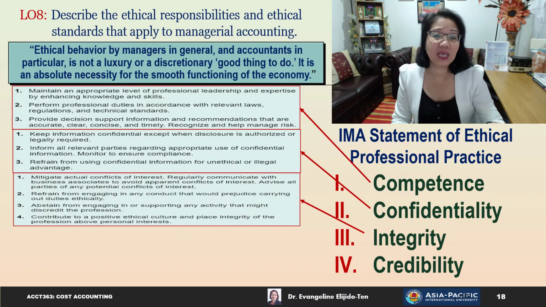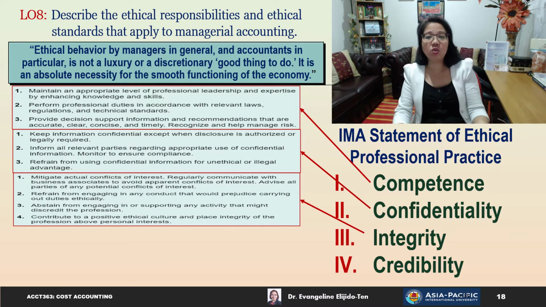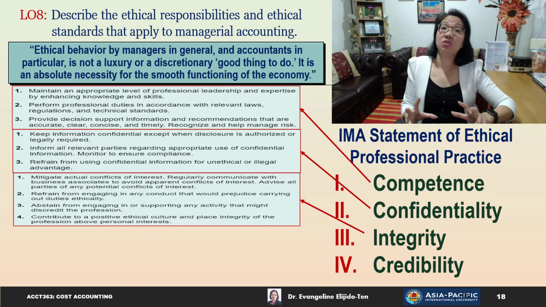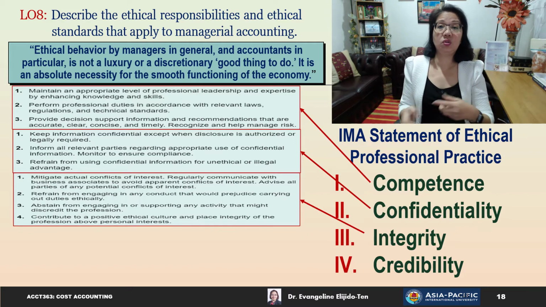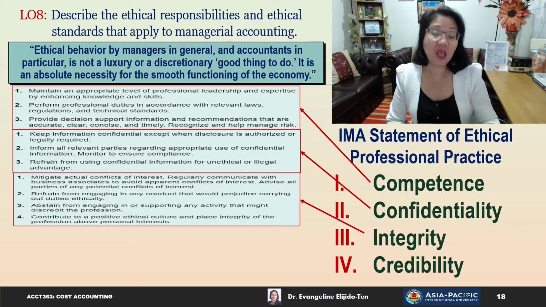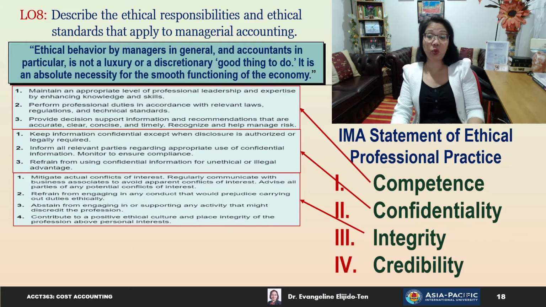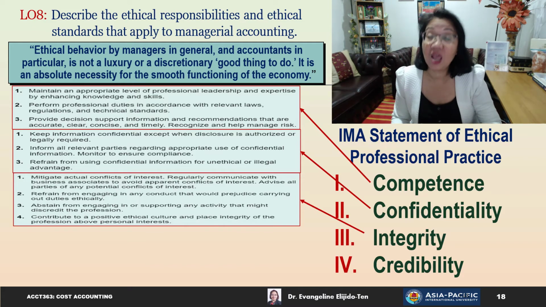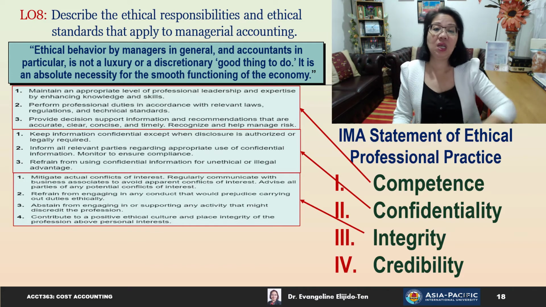All right. What about integrity? Whenever you hear the word integrity, you think of a person who is honest and fair, all right? You mitigate actual conflicts of interest. If you are faced with a conflict of interest, you will have to excuse yourself because you do not want to be seen to be having a conflict of interest. You will refrain from engaging in any conduct that would prejudice carrying out your duties ethically. All right? And this means you abstain from engaging in or supporting any activity that might discredit not just yourself but the profession as a whole.